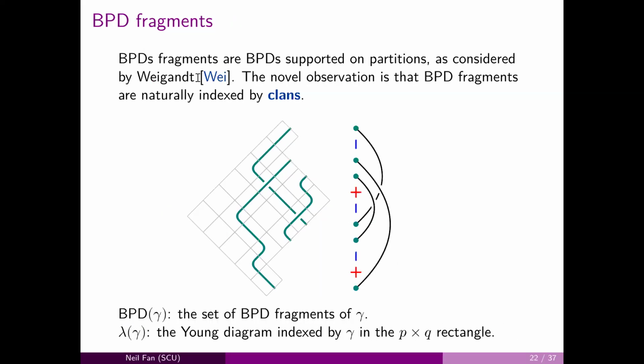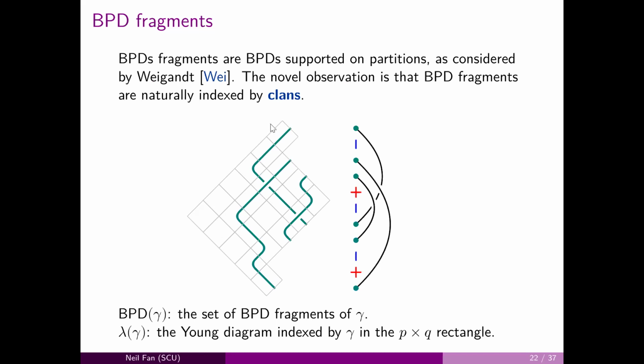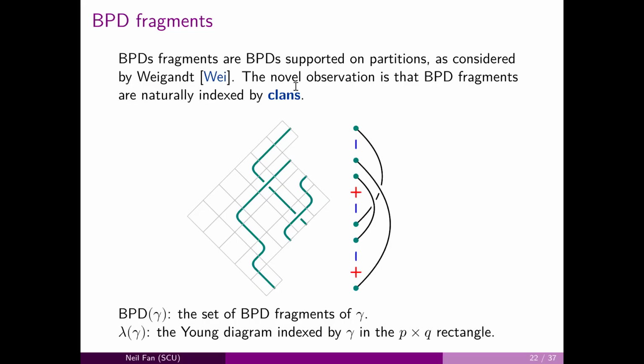Bumpless pipe dream fragments are exactly Bumpless pipe dreams supported on a partition. So this is a rectangle. This is a square, and we consider Bumpless pipe dreams on a partition. This was first considered by Weigandt in this paper. So our novel observation is that Bumpless pipe dream fragments are naturally indexed by clans, not by permutations.